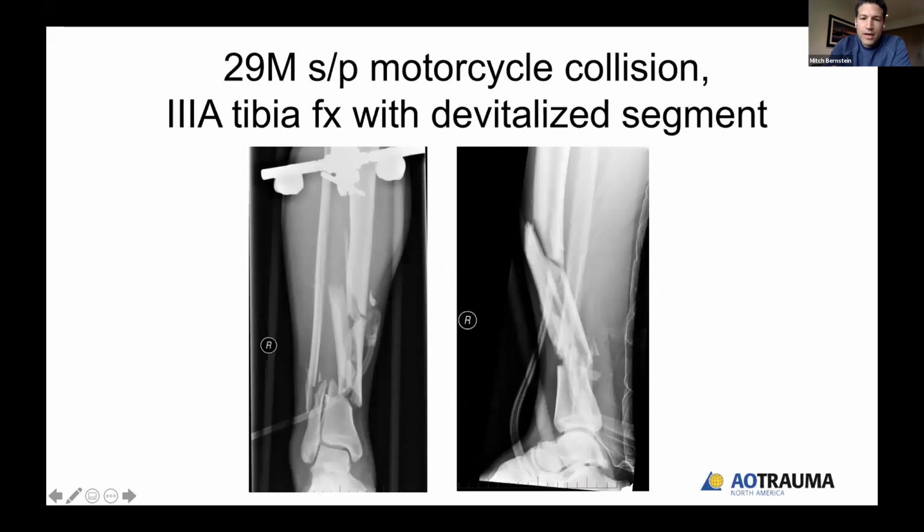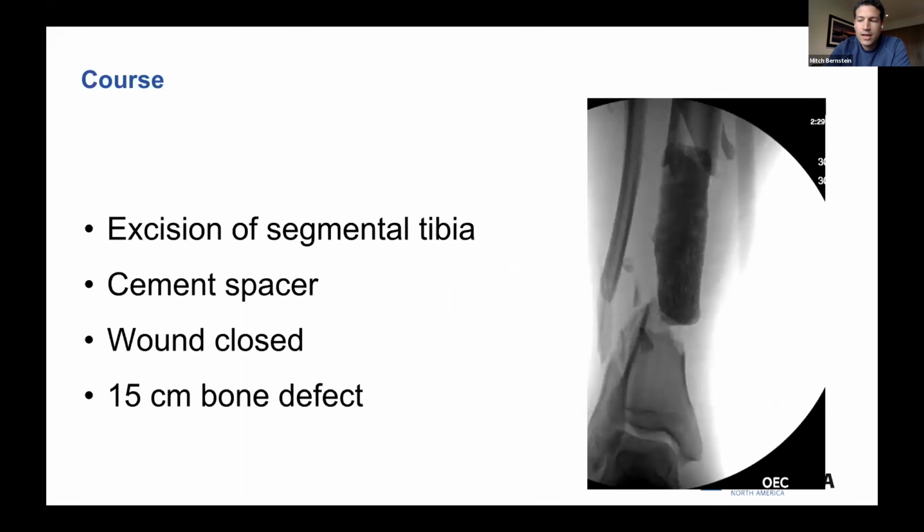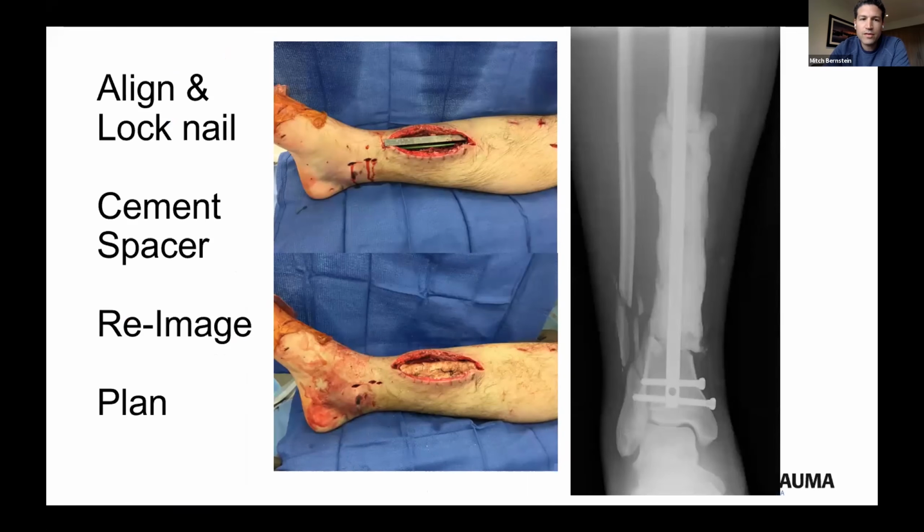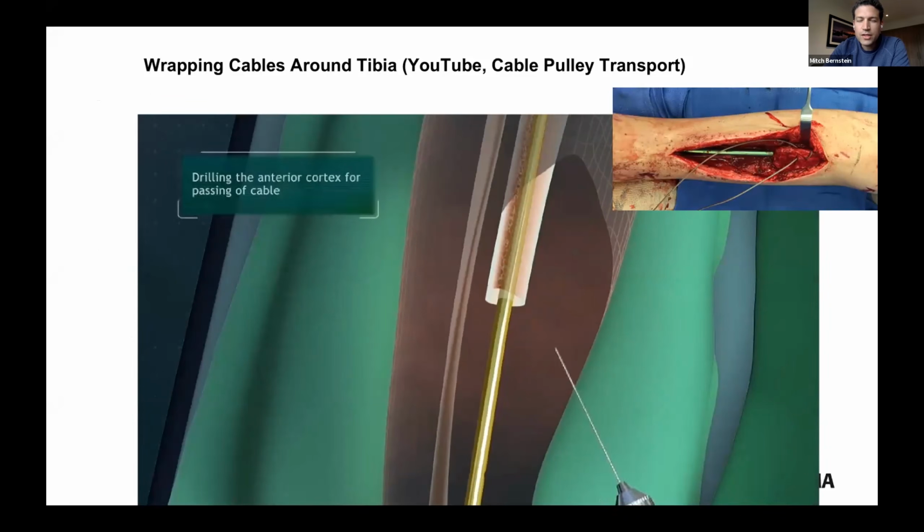This is an example of a cable pulley transport. This is the x-ray of the patient I showed you a couple slides ago. This is a type 3A open tibia fracture, eventually had excision of a devitalized segment and was left with a 15 centimeter bone defect. So I learned this from my mentors in New York. This is a cable pulley transport over an IM nail, a type of integrated technique. So we clean up the fracture ends, make sure the bones are cut flat, and set the patient up for a bone transport. This is just an animation of it.